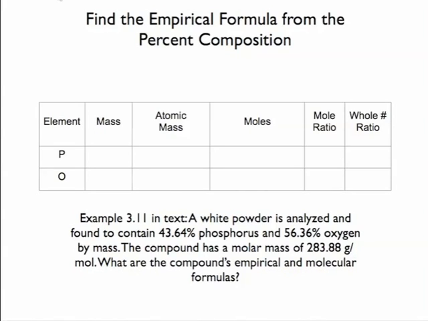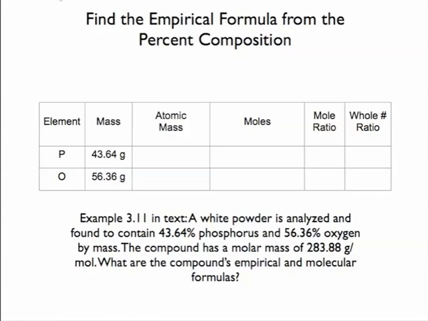The next step is to put in the mass. Now you're given the percent, so assume that you have 100 grams. The sample size doesn't matter as long as the relative amounts are correct. So if you had 100 grams, you would have 43 grams of phosphorus and 56 grams of oxygen.